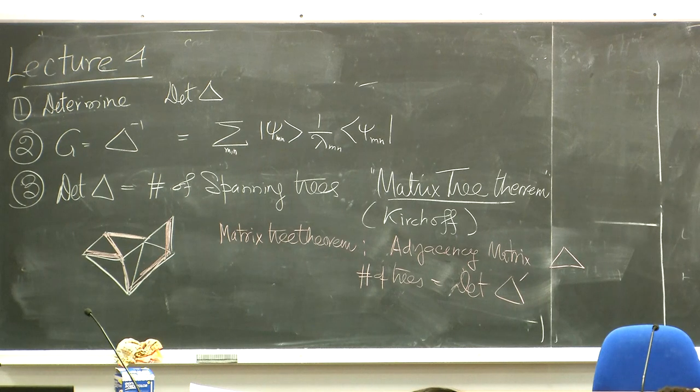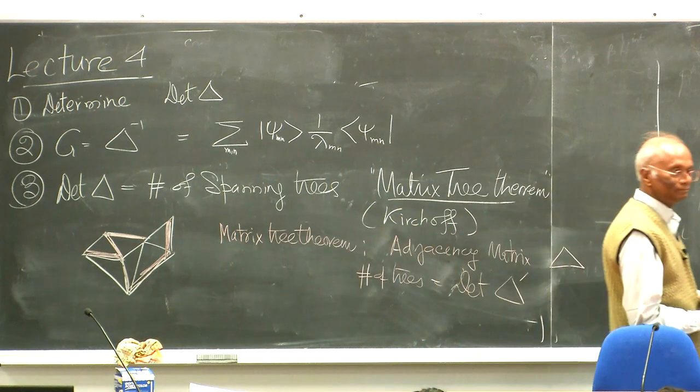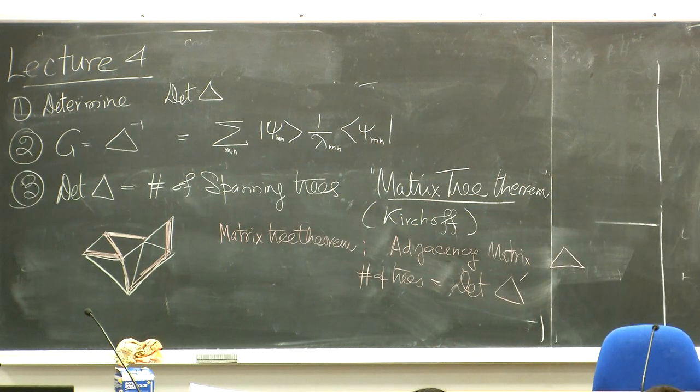Yes? What was the relation between delta and delta prime? Delta prime was obtained from delta by removing one row and column. Any you pick. It gives you the same answer. You mean every row? No, any one row and one column. The remaining matrix is of size n minus 1 cross n minus 1. It gives the number of trees in it. It's the same, whichever matrix you pick, whichever row and column you pick. The last result is the same for everyone. That's right. Okay, so it's a remarkable theorem.